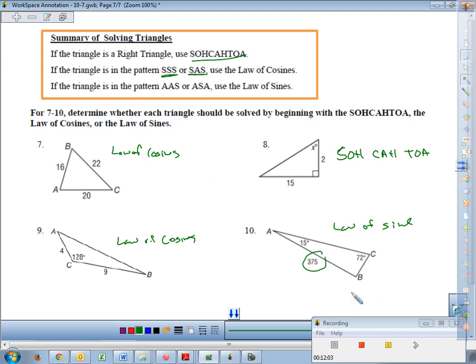Are we sure it's not a right triangle? 72 and 15. If it was a right triangle, these two better add up to be 90. So 72 and 15 add up to be 90. So we cannot use the law of sines, or use SOHCAHTOA.